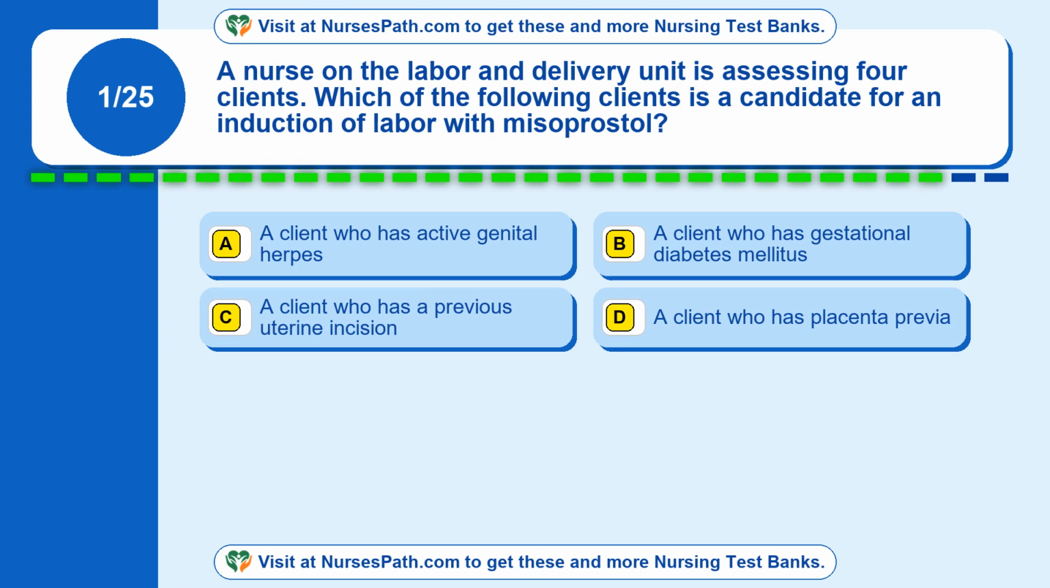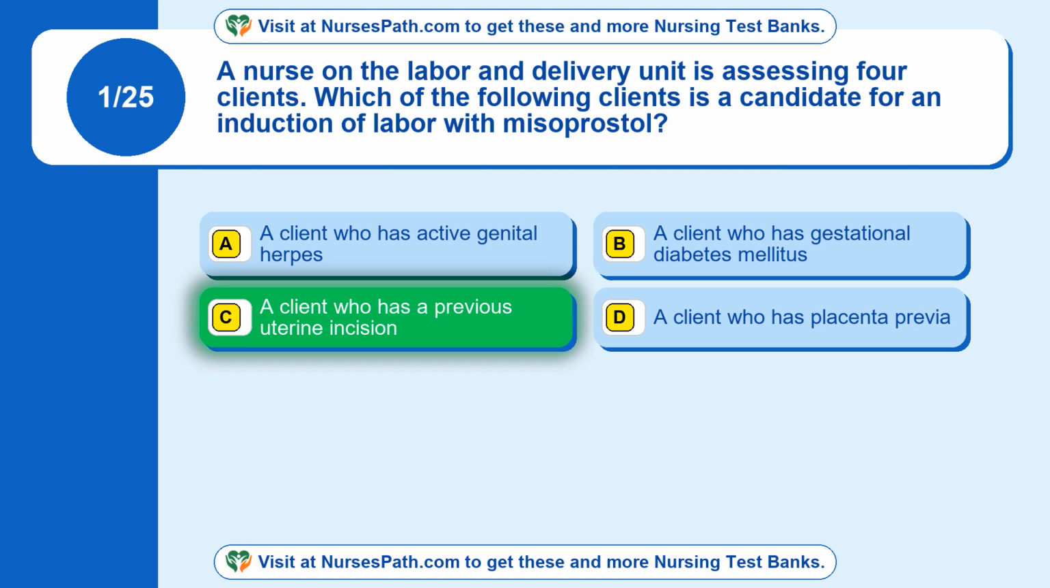Question 1. A nurse on the labor and delivery unit is assessing 4 clients. Which of the following clients is a candidate for an induction of labor with misoprostol? Option A. A client who has active genital herpes. Option B. A client who has gestational diabetes mellitus. Option C. A client who has a previous uterine incision. Option D. A client who has placenta previa. The correct answer is option C. A client who has a previous uterine incision.